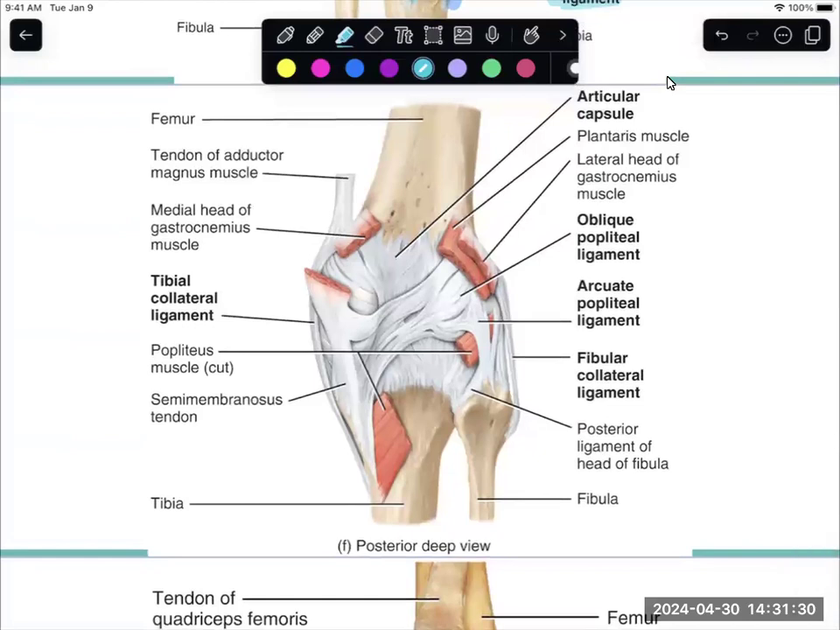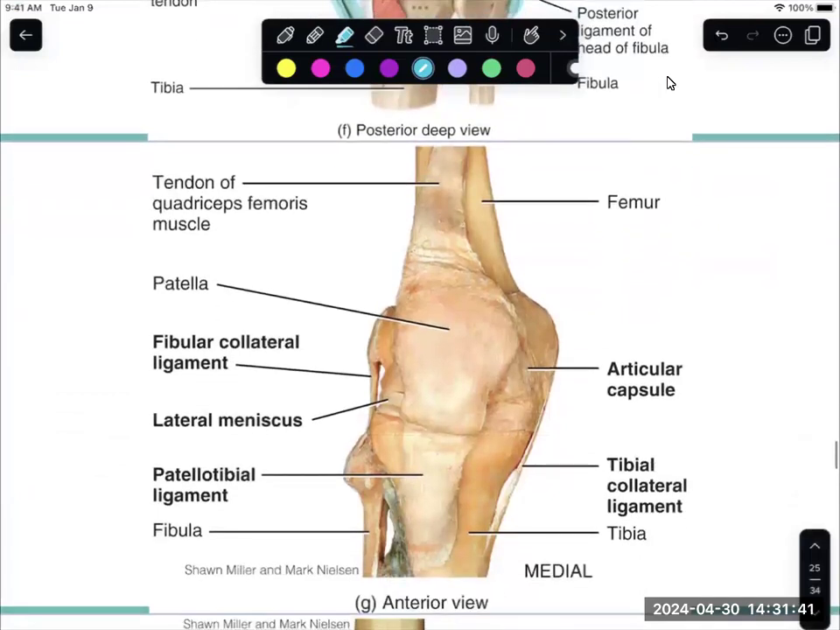So you can see it from behind. You can see that fibular collateral. You can see that tibial collateral. There's a lot going on here. Here you see that quadriceps tendon, that patellar ligament. You can see that lateral meniscus. Here's that, can't see that color. Medial meniscus.